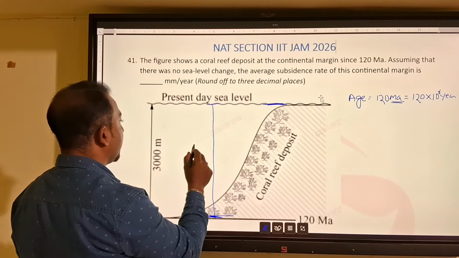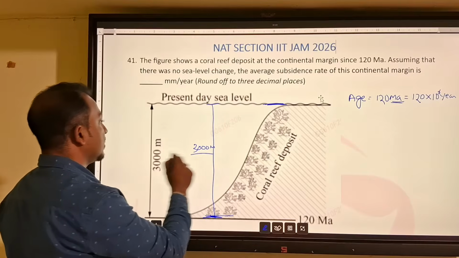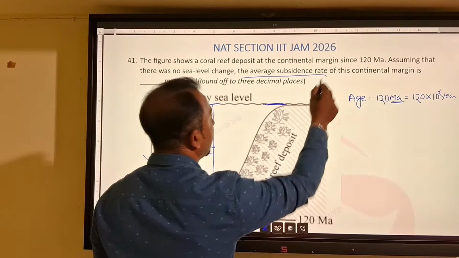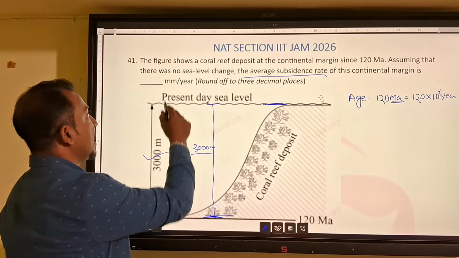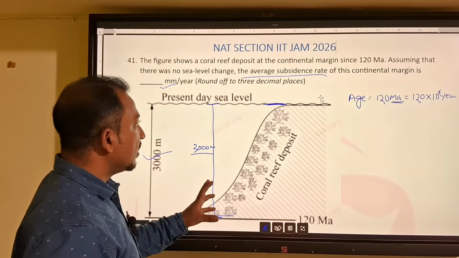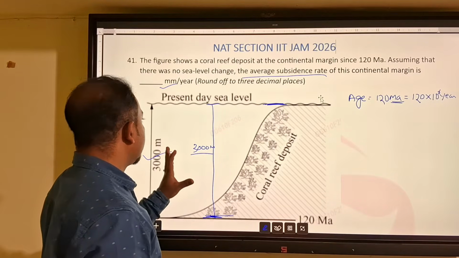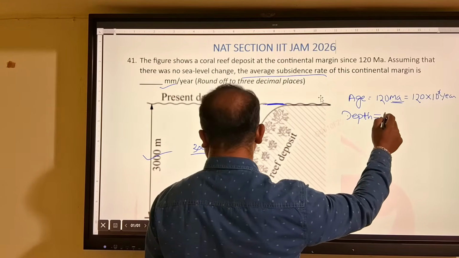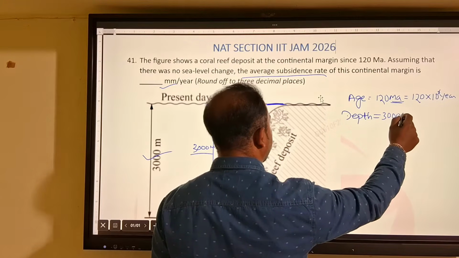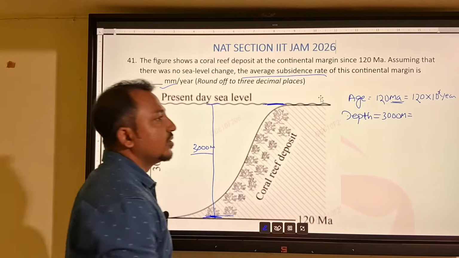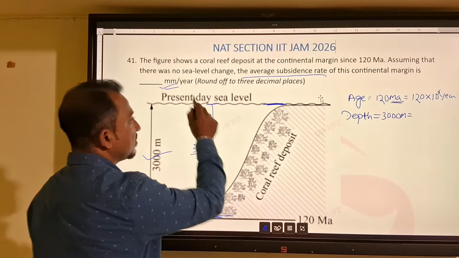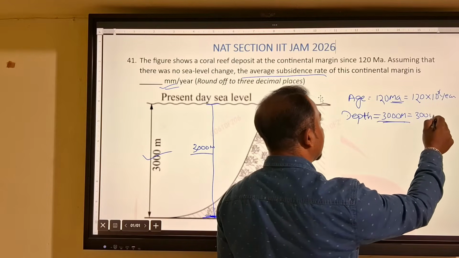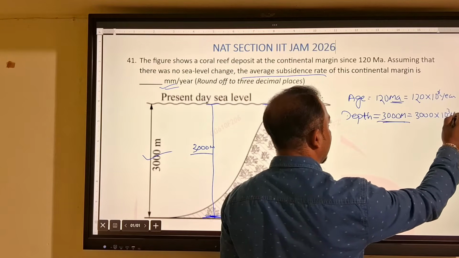up to a depth of 3000 meter as given here. So we have to calculate the average subsidence rate in mm per year. That means the depth is given here, 3000 meter. The answer is asked in mm per year, so we have to convert the depth into mm. So it is 3000 into 10 to the power 3 mm.